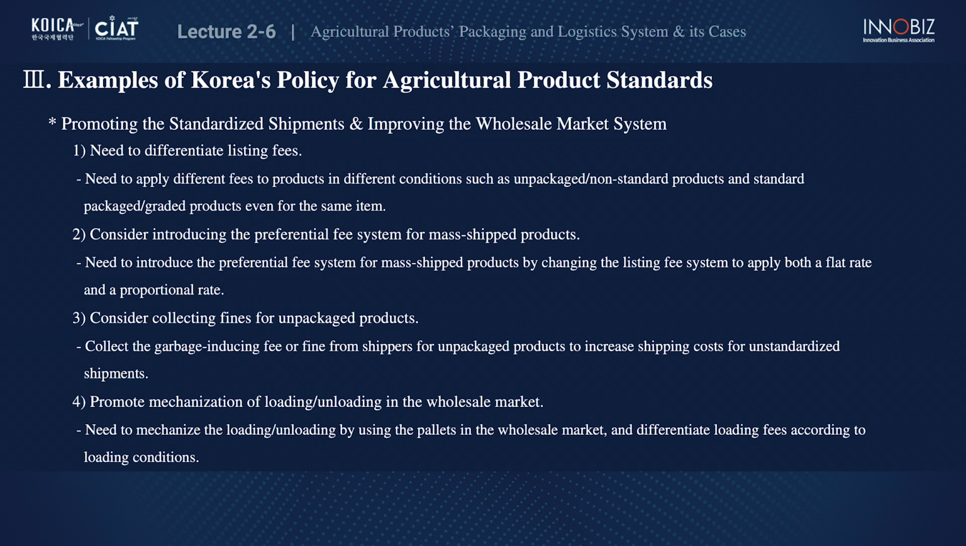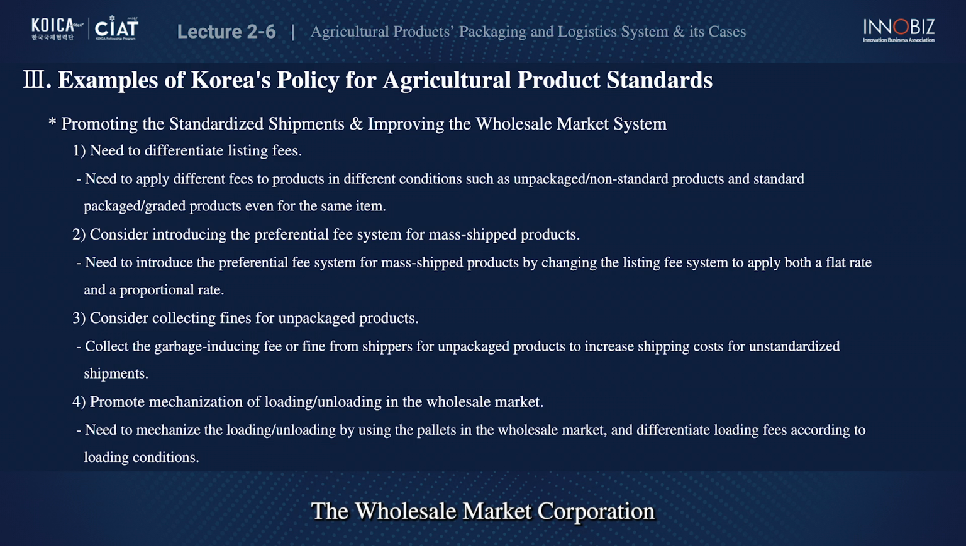For the same reason, you need to introduce the preferential fee system for mass-shipped products by changing the listing fee system to apply both the flat rate and proportional rate, from the current system with the rate proportional to the transaction amount. Conducting auctions in the wholesale market requires a certain level of service regardless of the size of quantity. In the current fee system based on transaction amounts, small-scale shippers receive preferential treatment.